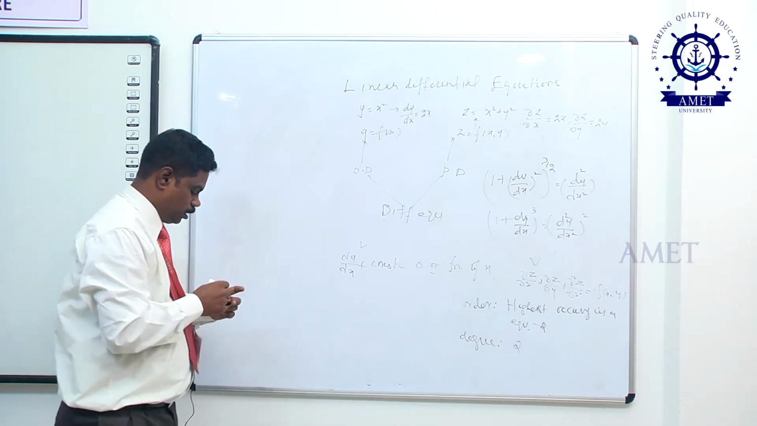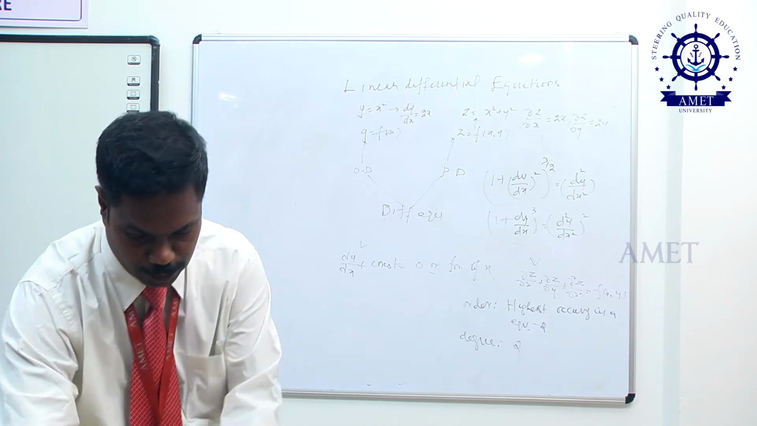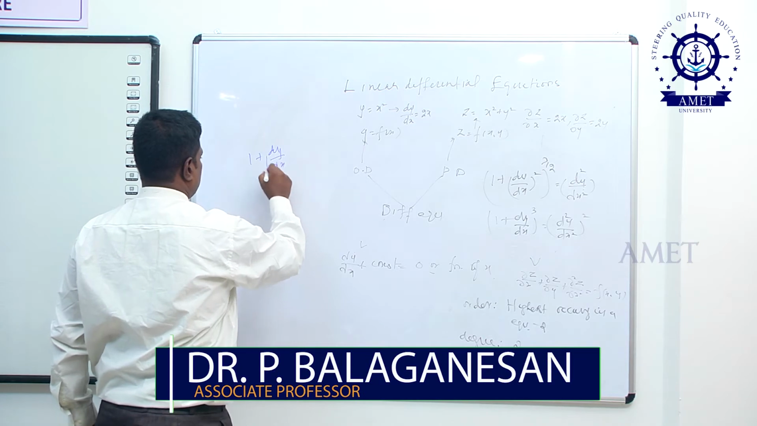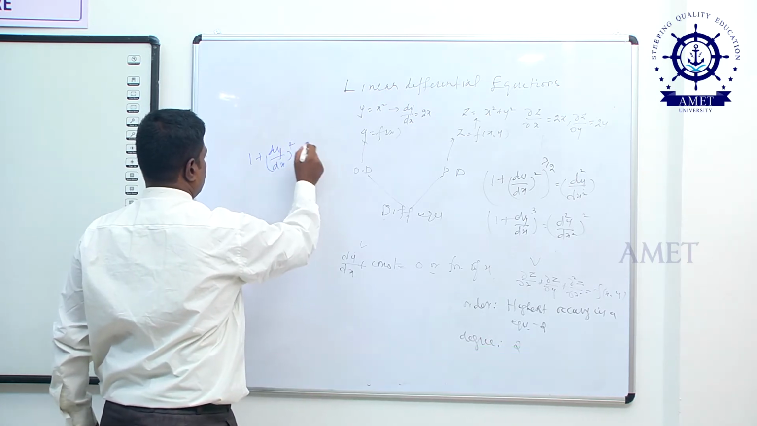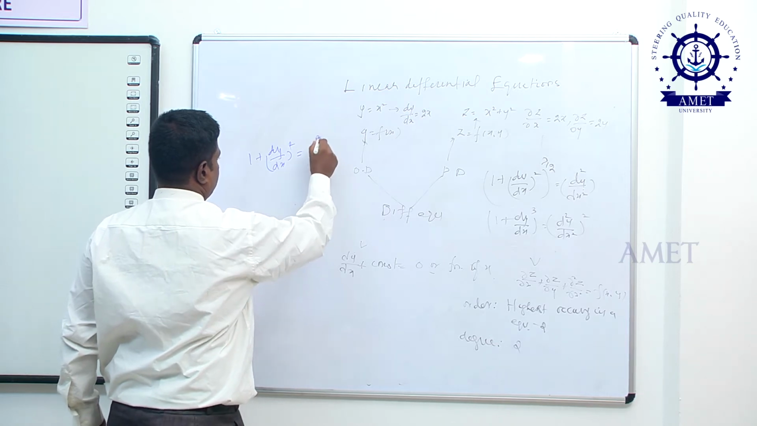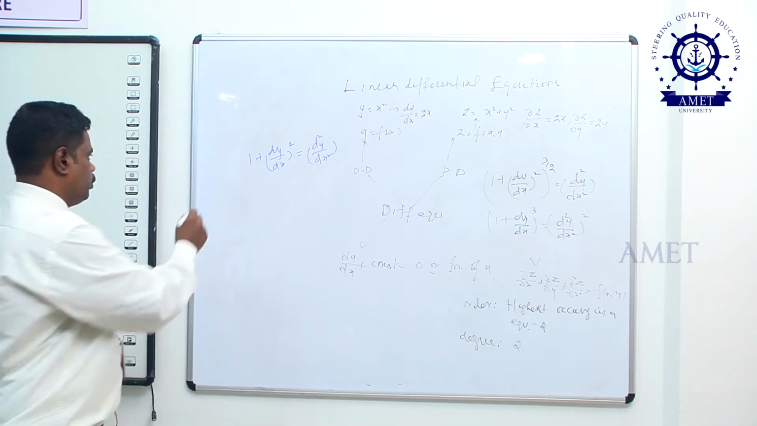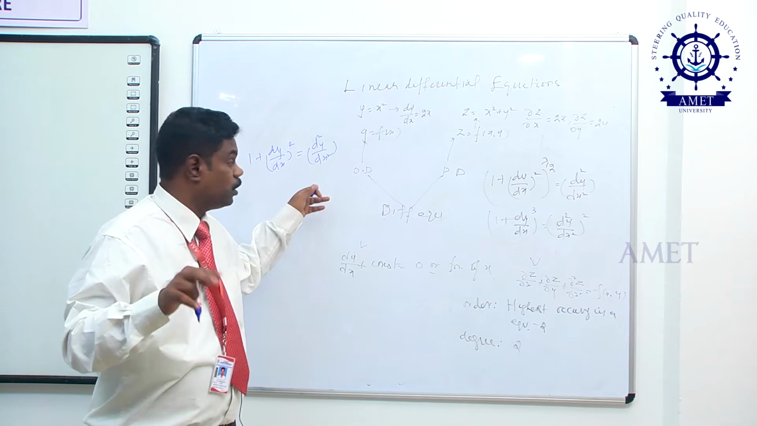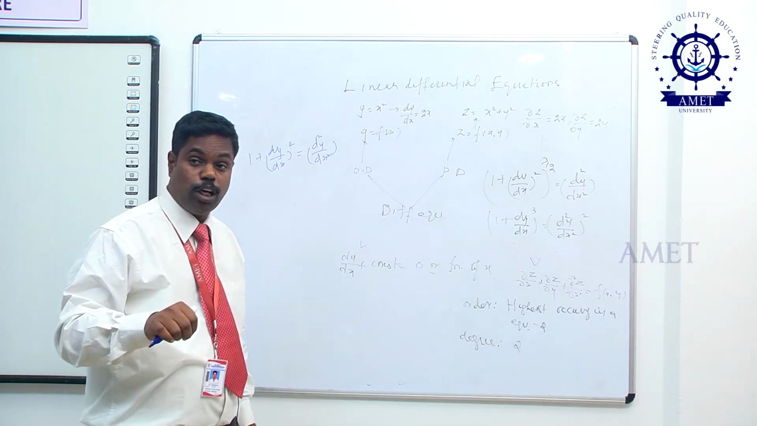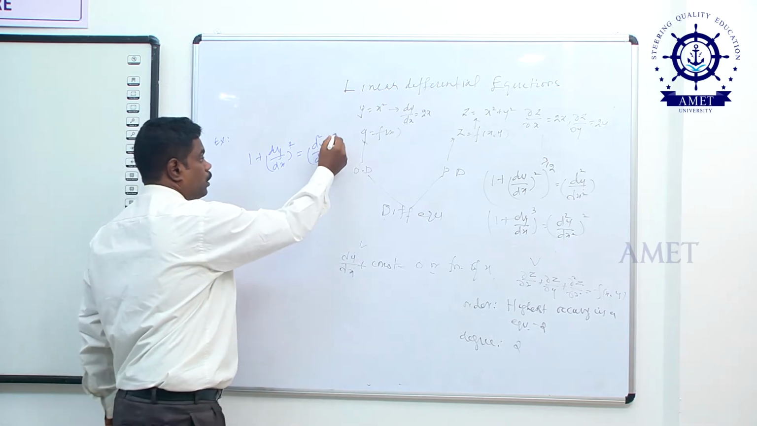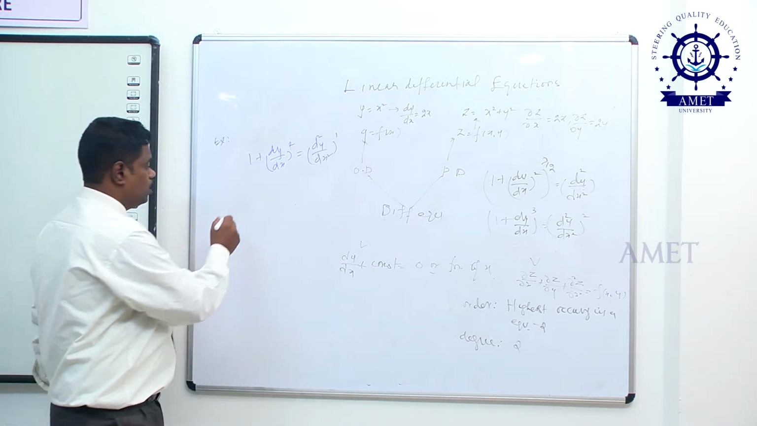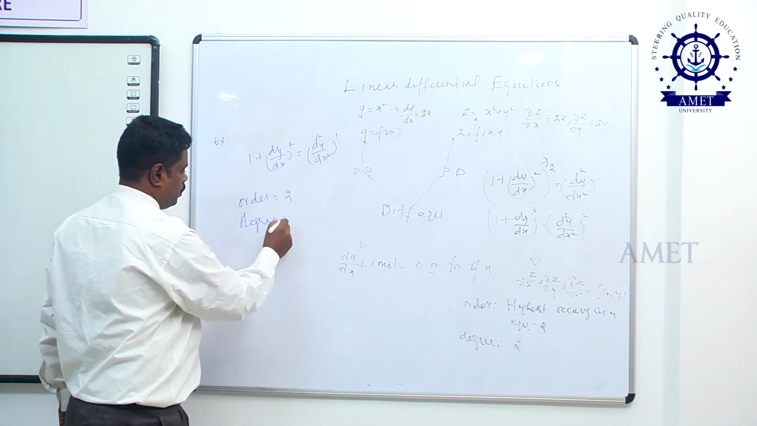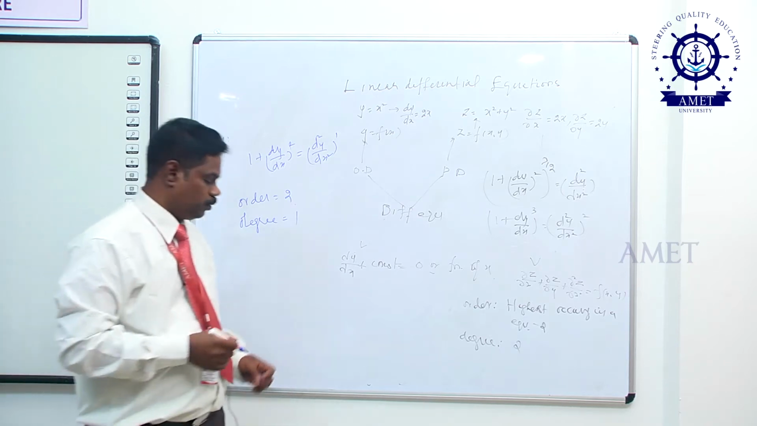Another example: 1 plus dy by dx power 1, whole power 2, then d squared y by dx squared. What is the highest derivative? The highest derivative is of order 2. How many times does the highest derivative occur? It appears only 1 time. So the order is equal to 2 and the degree is equal to 1.